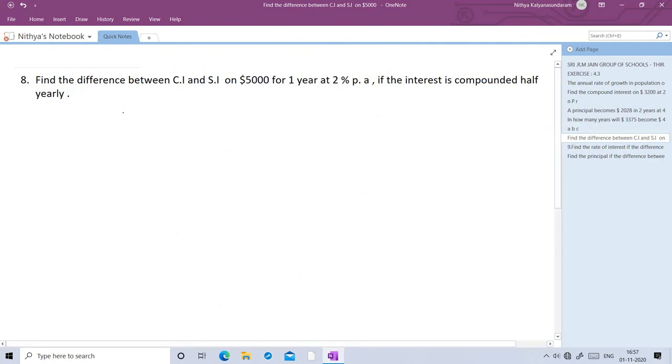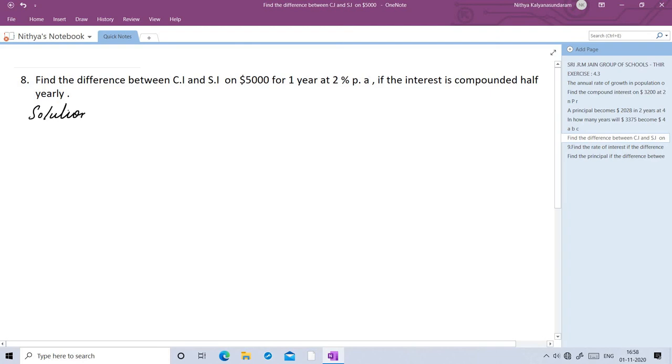Next question: find the difference between compound interest and simple interest on rupees 5,000 for 1 year at 2% per annum, if the interest is compounded half yearly. So the principal here is 5,000, n is 1 year, rate of interest is 2%, and since it is half yearly, r is 1%.